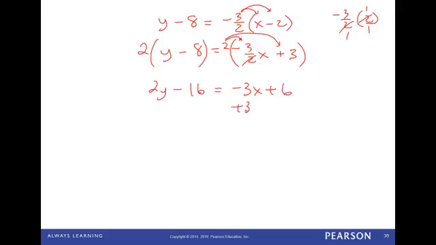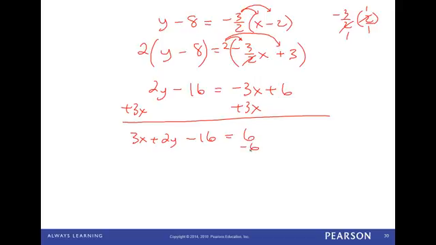And so let's move things over. Okay, still have the 6 over here, so let's subtract that out and finally get 3x plus 2y minus 22 is equal to 0. And that is the end of the lecture for 1.2.